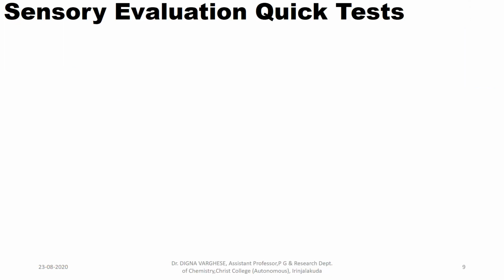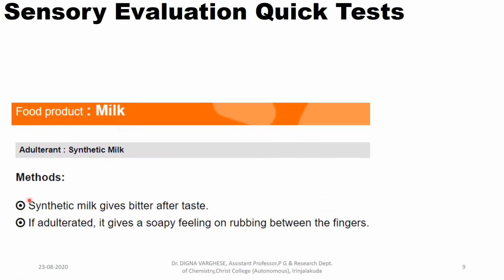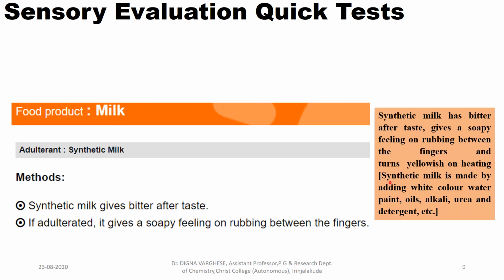Next common adulterant used in milk and milk products is synthetic milk. What is synthetic milk? Synthetic milk is made by adding white watercolor paint, urea, oils, detergent, alkali, etc. that mix together to form synthetic milk, which is just like the pure milk. How can we test whether this synthetic milk is added to our pure milk?